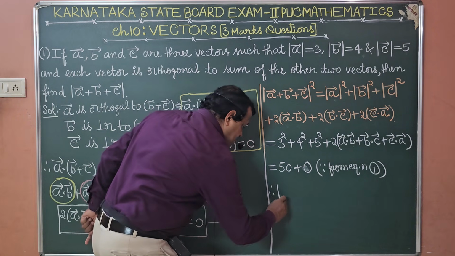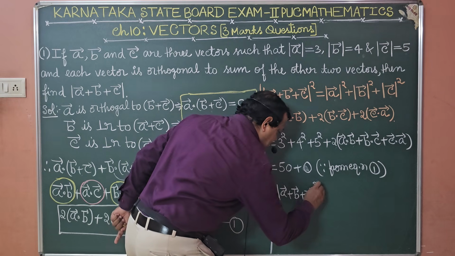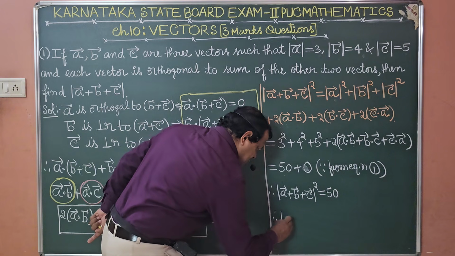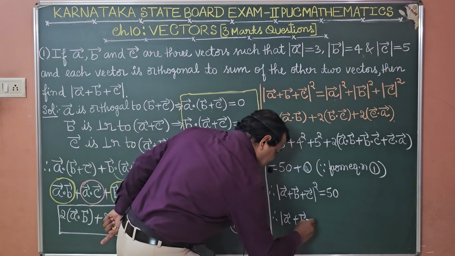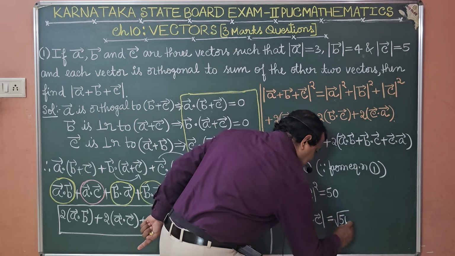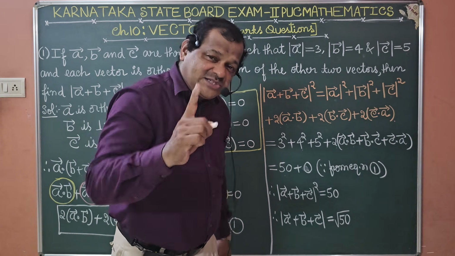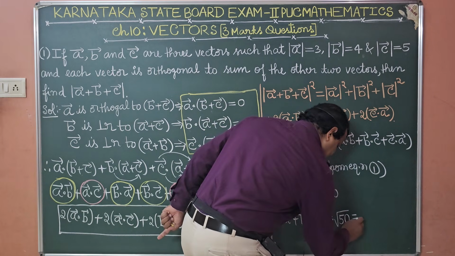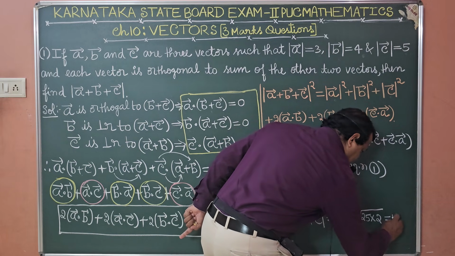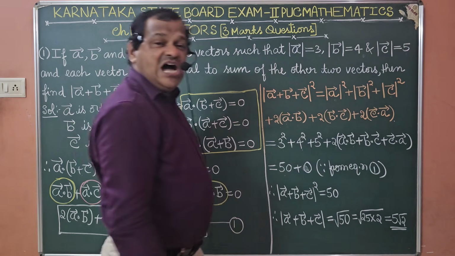Thus, I got magnitude of A vector plus B vector plus C vector whole square is equal to 50. This 50 plus 0, 50. Therefore, magnitude of A vector plus B vector plus C vector is equal to square root of 50. Only positive square root of 50, no minus, no plus or minus. And this we can simplify further. This 50 can be written as 25 into 2, and square root of 25 is 5, so 5 root 2. So this is the final answer.